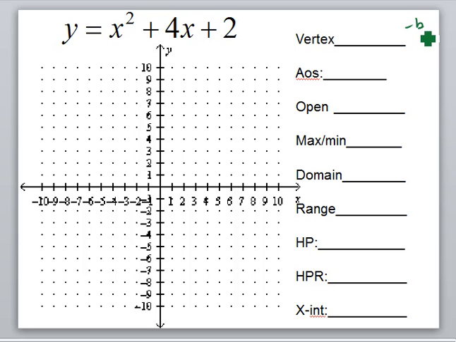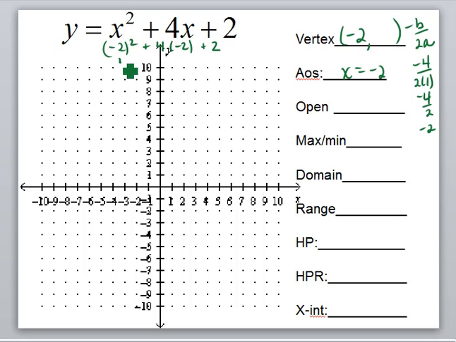So the vertex, we'll use negative b over 2a to find. Negative b is negative 4 all over 2 times 1. So I get negative 4 over 2, which would be a negative 2. Axis of symmetry is negative 2. X equals negative 2. Vertex is negative 2 comma something. So when you put in negative 2, you get negative 2 squared plus 4 times negative 2 plus 2. So we get 4 plus negative 8 plus 2. That would give me 6 and negative 8, which is a negative 2 also. So this gives me a negative 2. My vertex then is negative 2, negative 2, which is right here.